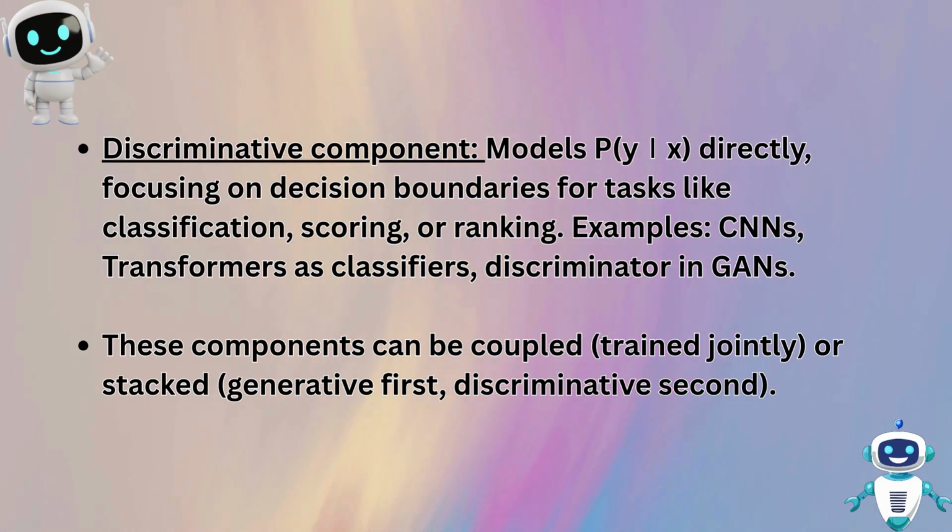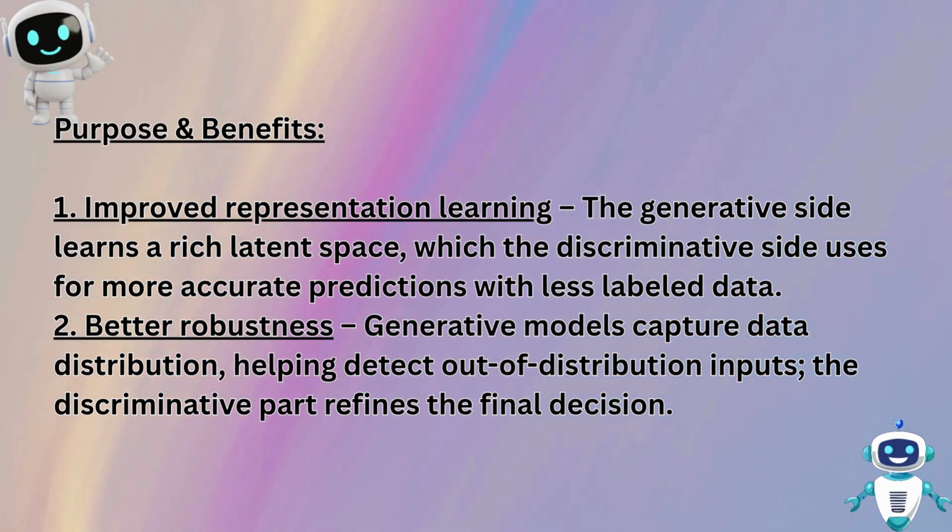The discriminative component models P of Y given X directly, focusing on decision boundaries for tasks like classification, scoring, or ranking. Examples: CNNs, transformers as classifiers, the discriminator in GANs. These components can be coupled, trained jointly, or stacked, generative first, discriminative second. Purpose and benefits. 1. Improved representation learning. The generative side learns a rich latent space, which the discriminative side uses for more accurate predictions with less labeled data.